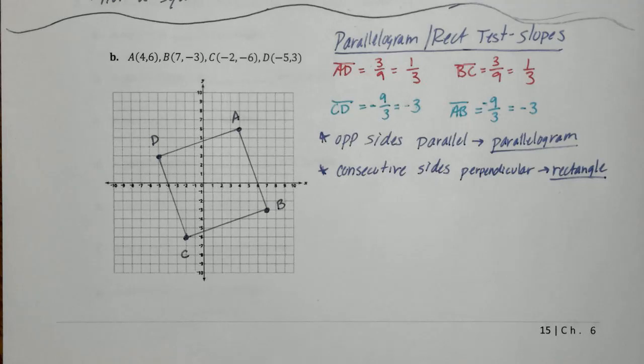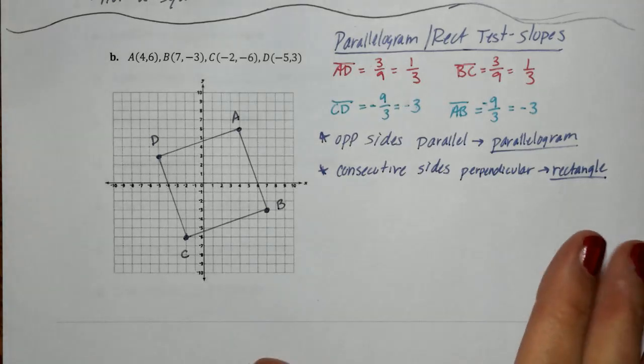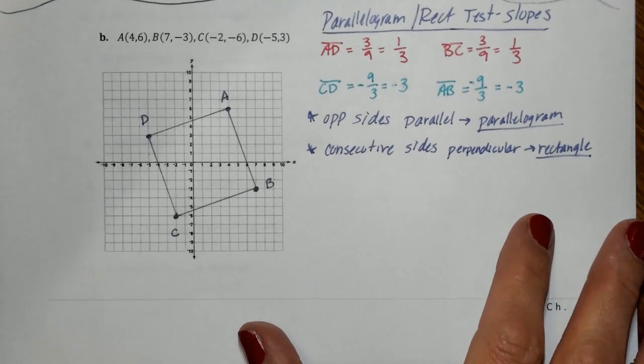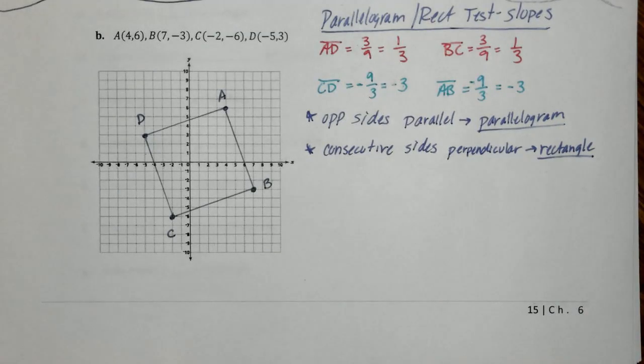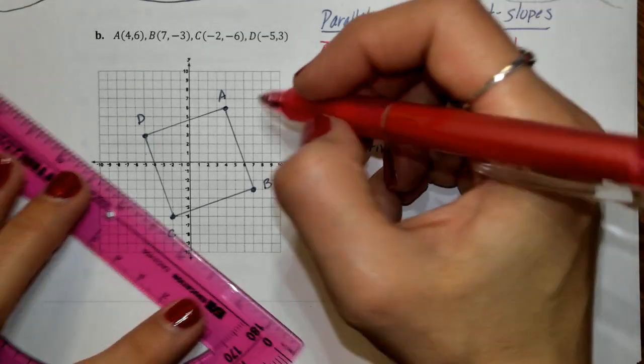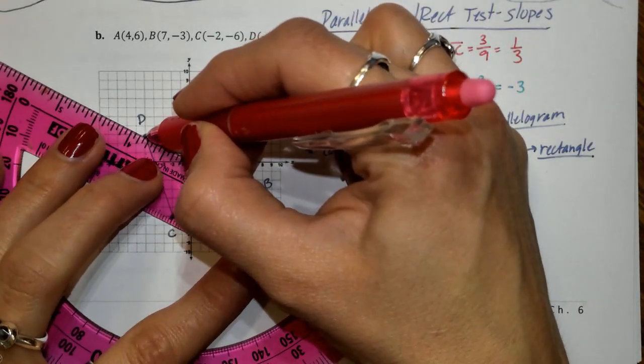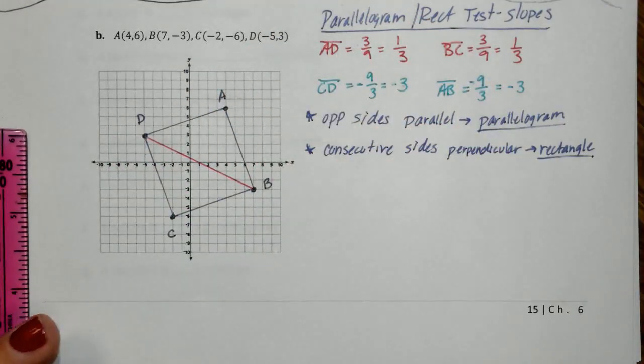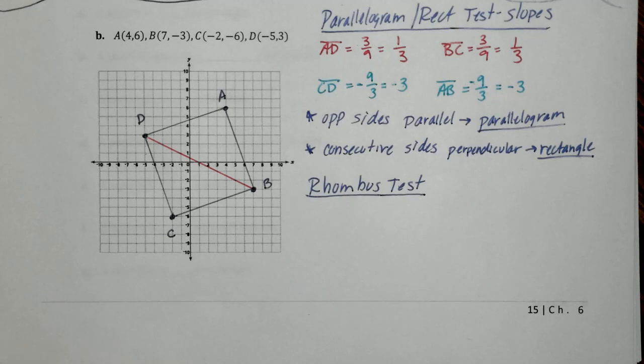So we need to now test it for the rhombus. We use the diagonals being perpendicular, like we did on the previous problem. And if it is a rhombus, then we'll talk about what happens then. So let's go ahead and draw in our diagonals. Here is segment DB.